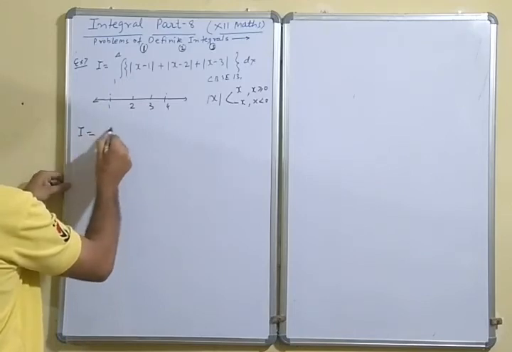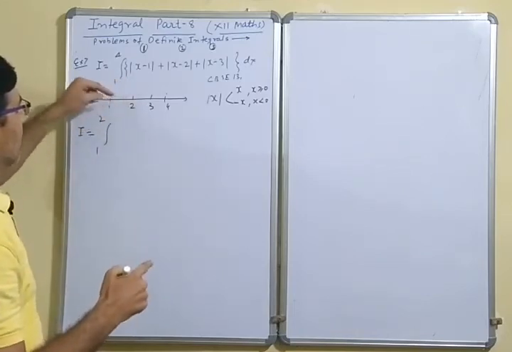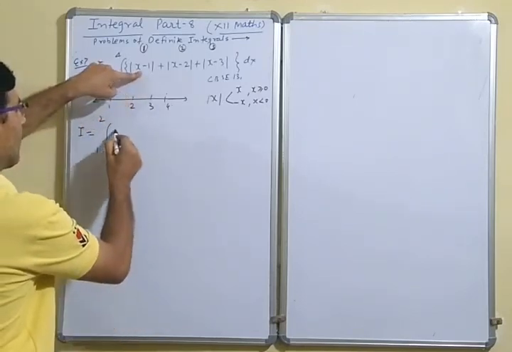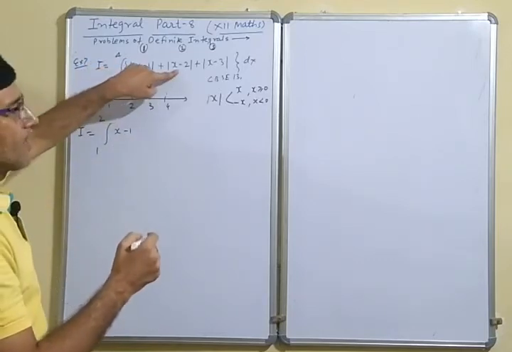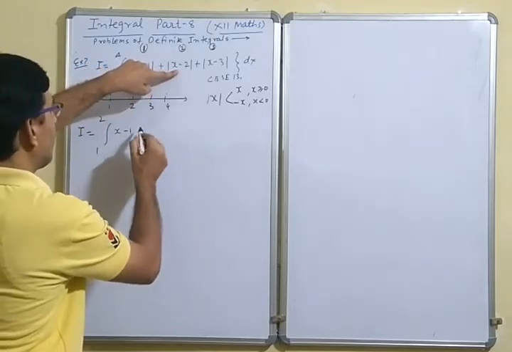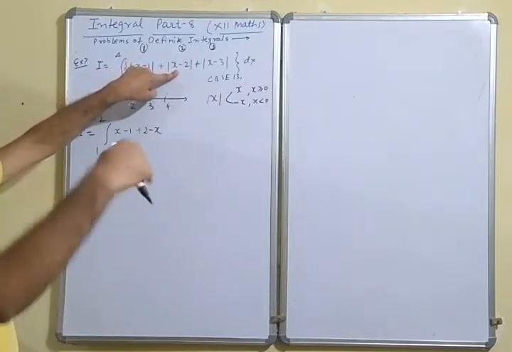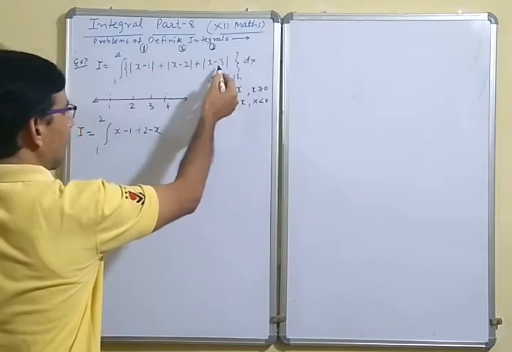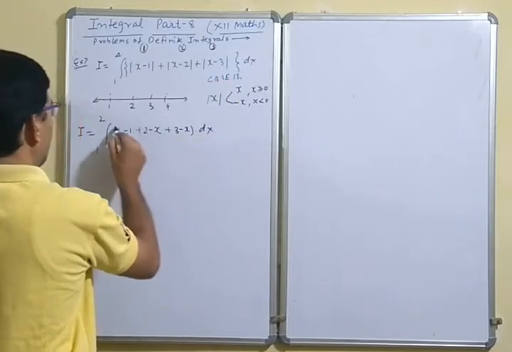So the first limit is from 1 to 2. If you take 1 to 2, that means it is more than 1, less than 2. So more than 1, it is positive, so it becomes x minus 1. But it is less than 2, so that means it is negative, so it becomes 2 minus x, that is minus of x minus 2. Similarly, this becomes negative, so it is 3 minus x, and dx.